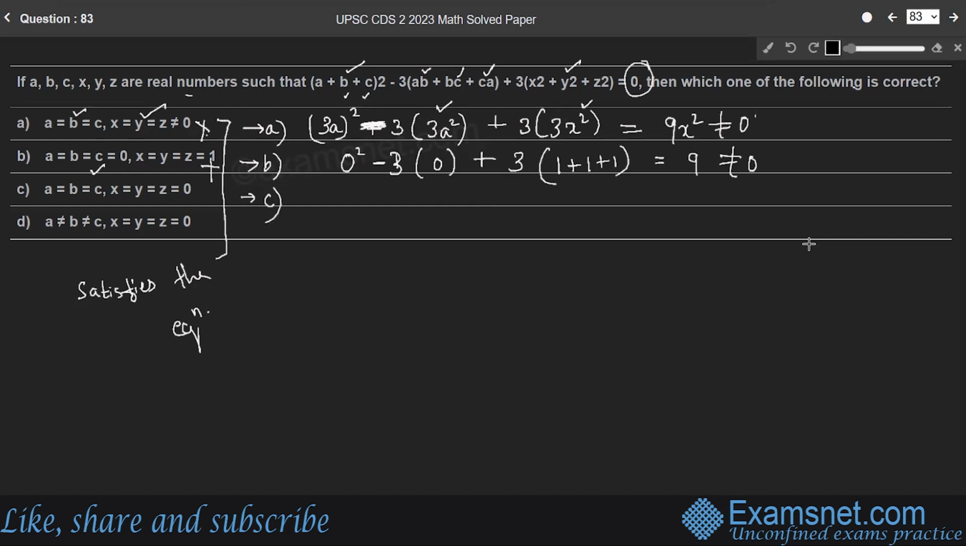We'll consider option C, in which A, B, C are equal. So the equation becomes (A plus B plus C), which is (3A) the whole square, minus 3 into (AB plus BC plus CA), which also becomes 3A square, plus here X, Y, Z are equal and equal to 0. Therefore, 3 into 0 becomes 0. So (3A) whole square is 9A square, minus 9A square, which is equal to 0. Hence, option C satisfies the given equation. Option C is the right answer.